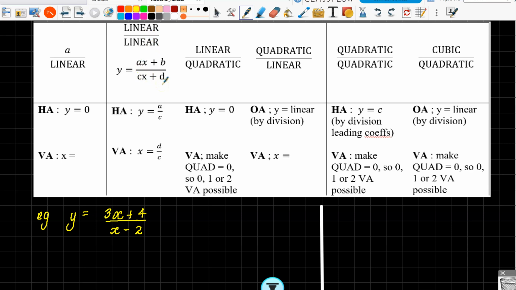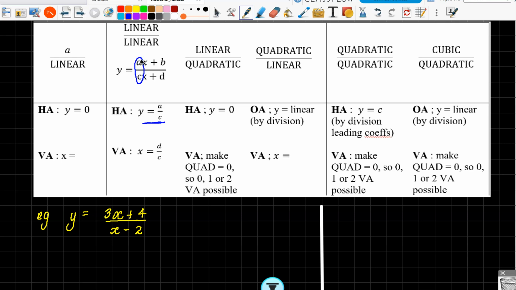Sometimes the question might ask you to put this in the form y equals e plus something over cx plus d, right? The reason they want you to do it like that is because this will be your horizontal asymptote. However, it's a little bit of an overkill, because you can actually get your horizontal asymptote just by dividing the coefficients of your leading terms.